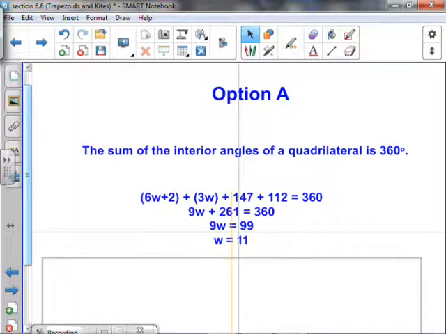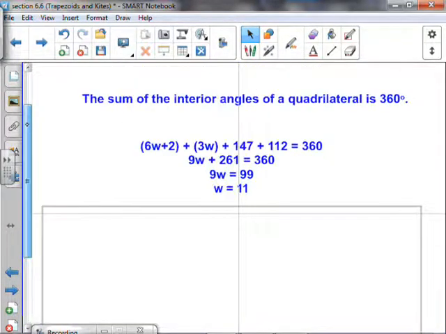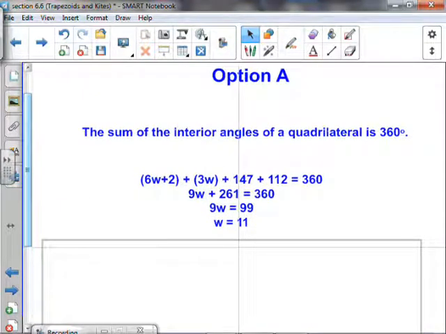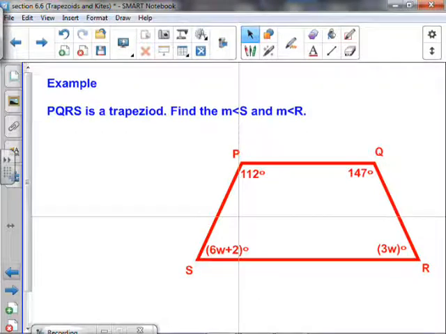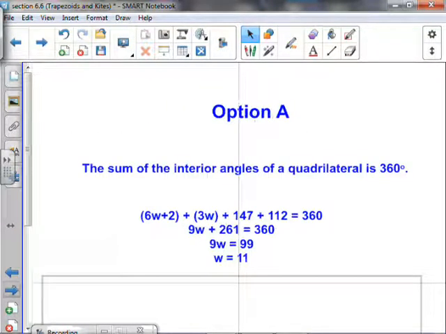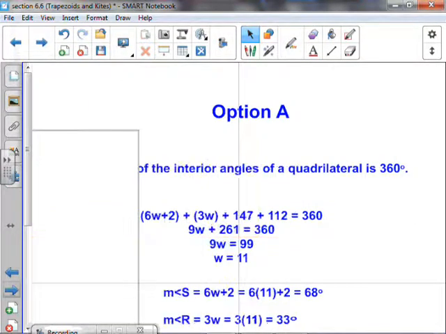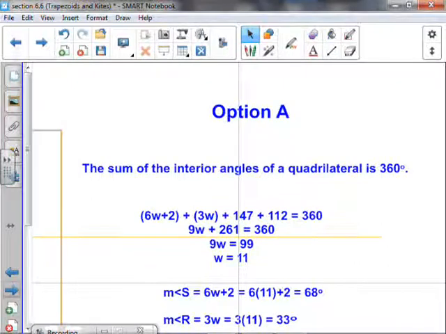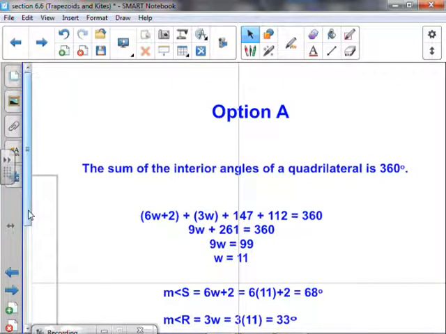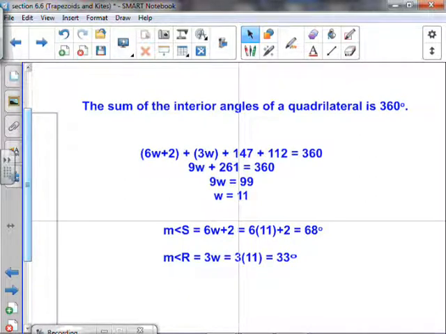So adding all four of these up, 6W plus 2 plus 3W plus 147 plus 112 gives me 360. You can combine like terms, and then you have a two-step equation. You solve for W, you get that W is 11, and let's see if that answers the question. No, find the measure of angle S and R. So we just plug in W for what S and R are, and we get that the measure of angle S is 68, and the measure of angle R is 33.